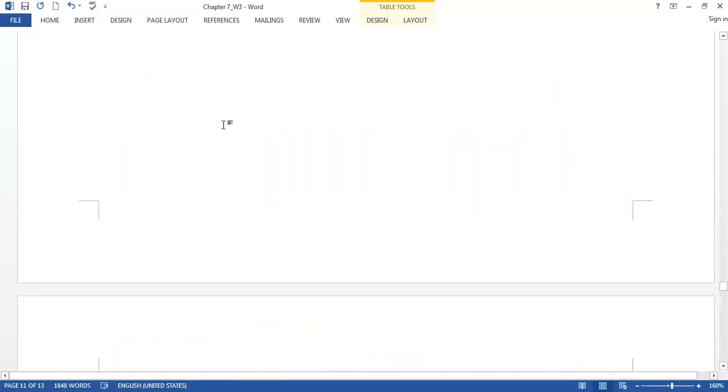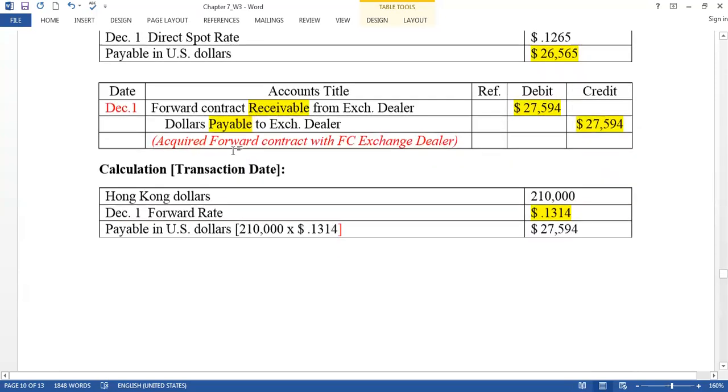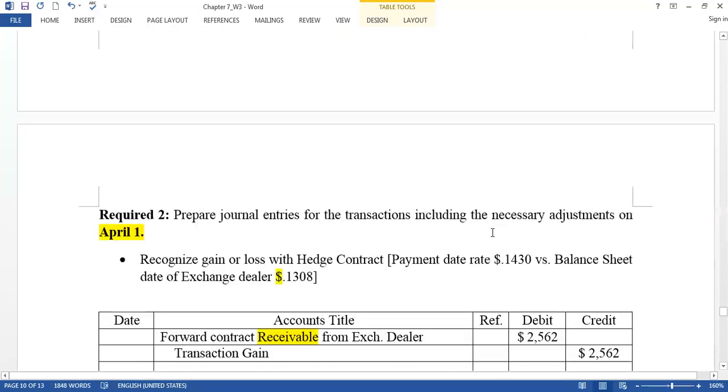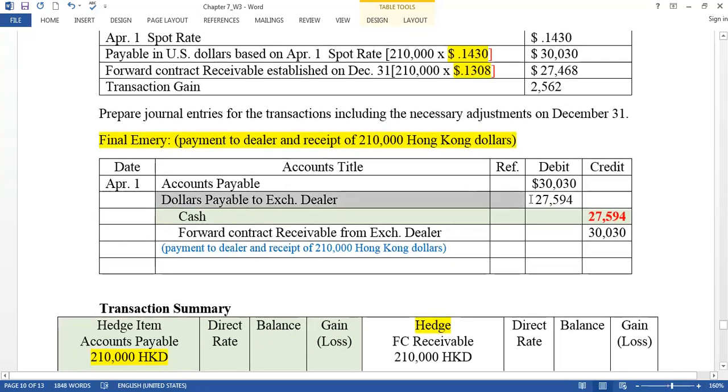Look at the first journal here, the transition date journal. I promised the exchange dealer that I will pay this money to him, right? When I pay this money to him, he becomes debit. You understand? This payable becomes debit and I pay his money. So compare these two. I pay this cash to the dealer and the dealer does not ask me for any money, right? So that's why dollar payable to exchange dealer becomes debit. Do you understand?